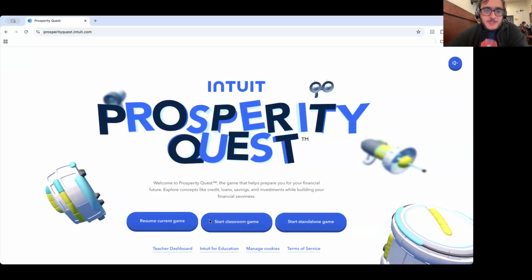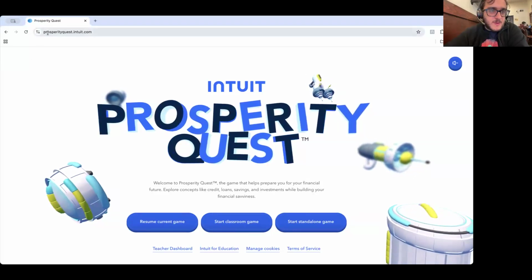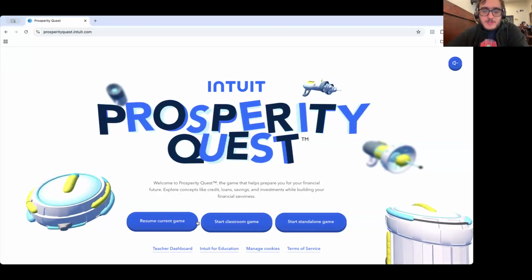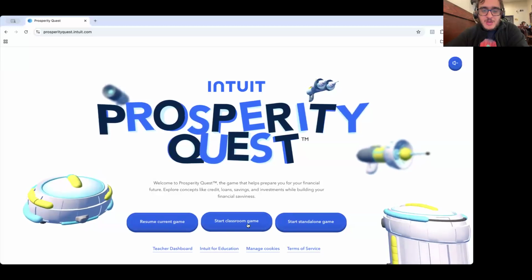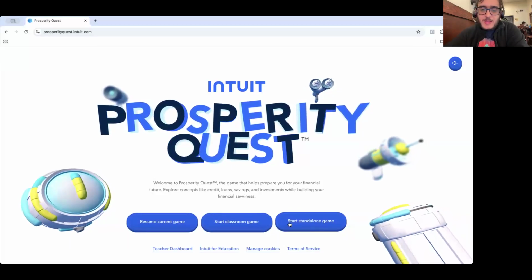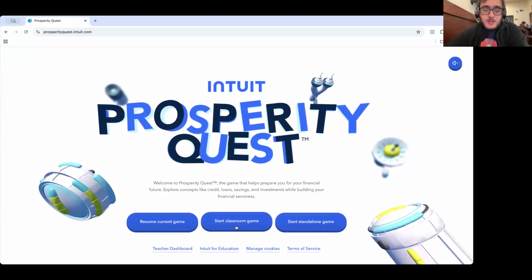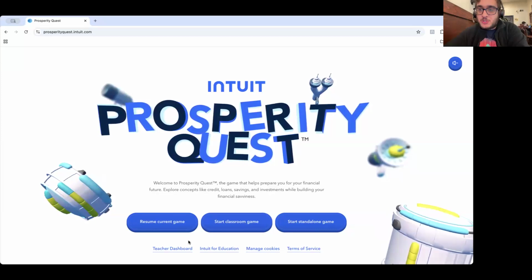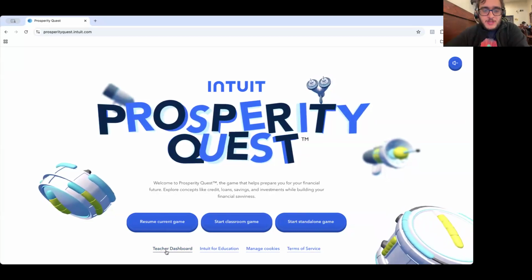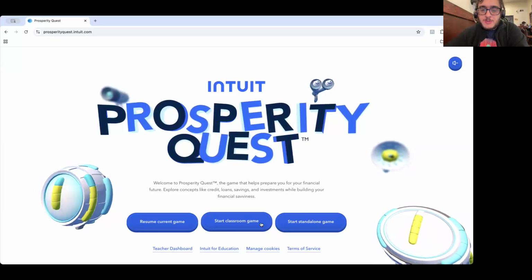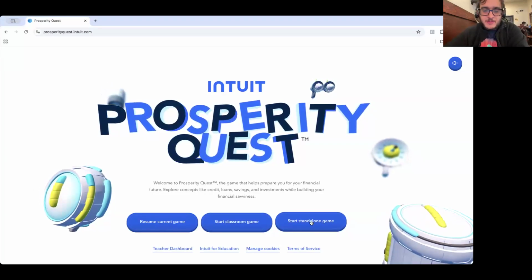So first you'll see this is the homepage for Prosperity Quest, prosperityquest.intuit.com. There are three start places: resume current game, start classroom game, start standalone game. The classroom game is if you have a join code from your teacher, and a teacher will generate a join code through their teacher dashboard here. But because we are going to be doing standalone game today, I'll click standalone game.